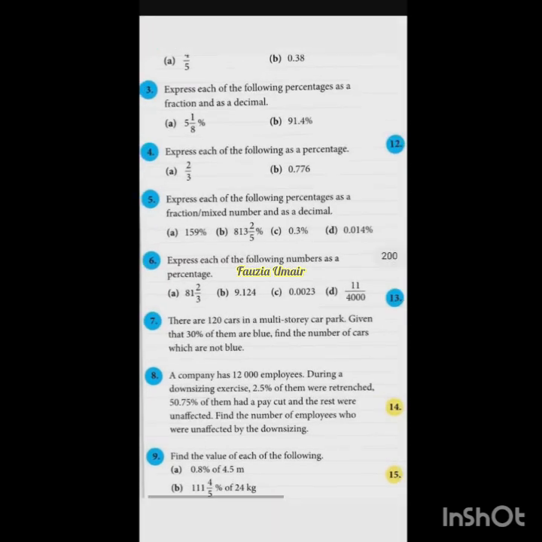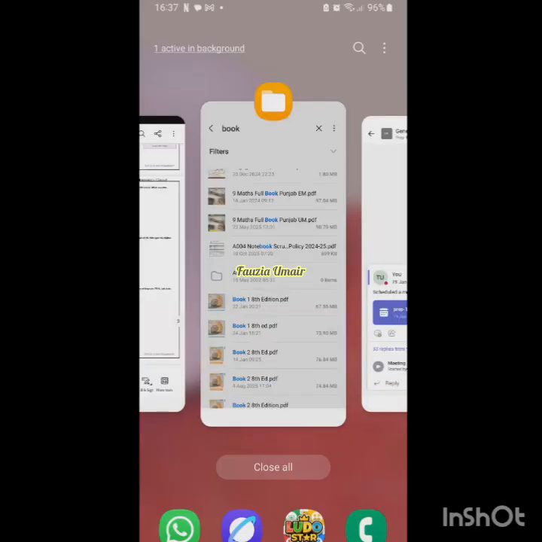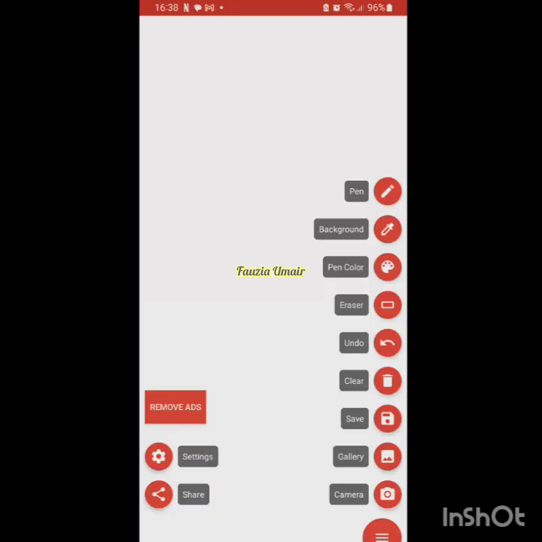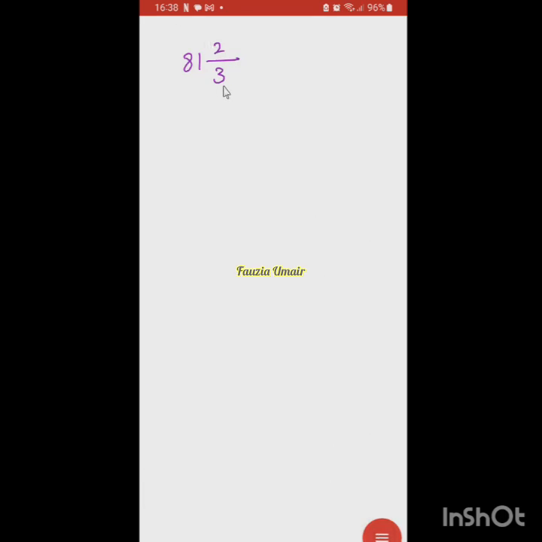Let me open the whiteboard also because we need some space to solve it. So the first question of question number 6 is 81 wholes 2 by 3. We need to convert it into a percentage. So how to convert it into percentage? Can I make this denominator 100 by multiplying with anything? No, ma'am, I cannot, because 3 is not a factor of 100. I cannot simplify also. So there is only one method left.